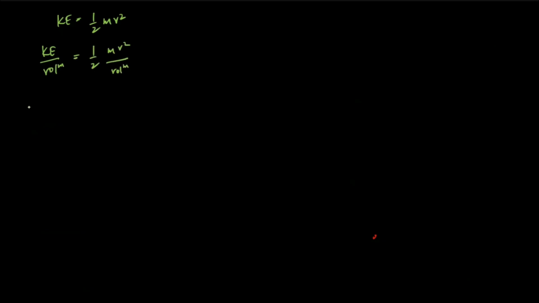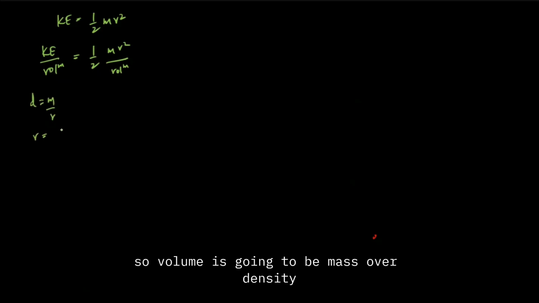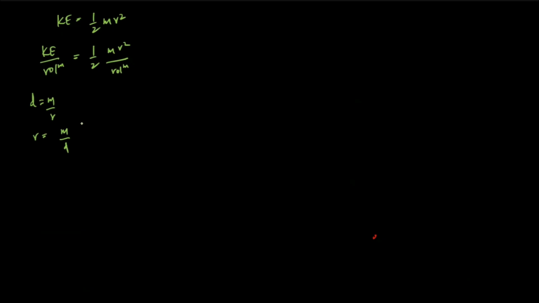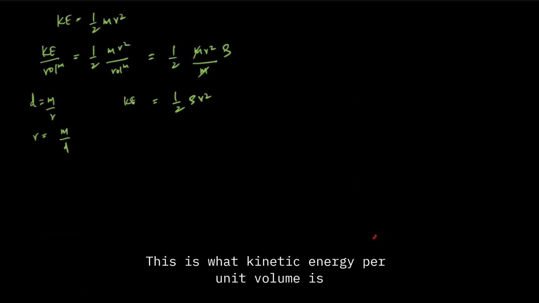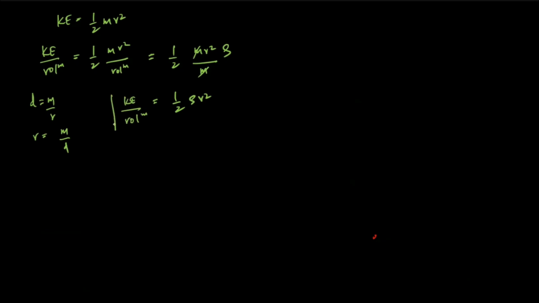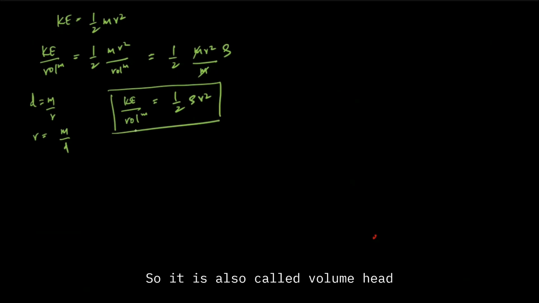Now, what is volume? As we know, density is mass over volume. So volume is going to be mass over density. If we substitute that here, half mv square, with volume as mass over density, mass and mass will cancel out. So we'll get half rho v square. This is what kinetic energy per unit volume is. You can also call it kinetic energy head. So you can use that also.